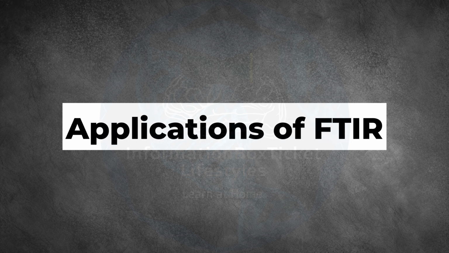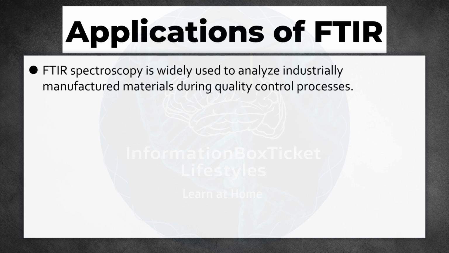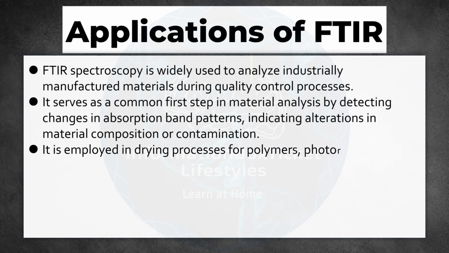Applications of FTIR. FTIR spectroscopy is widely used to analyze industrially manufactured materials during quality control processes. It serves as a common first step in material analysis by detecting changes in absorption band patterns, indicating alterations in material composition or contamination. It is employed in drying processes for polymers, photoresist materials, and polyimides.